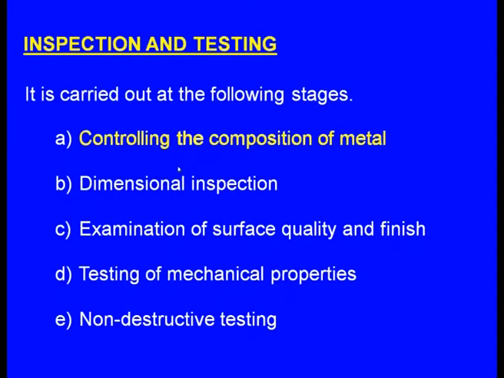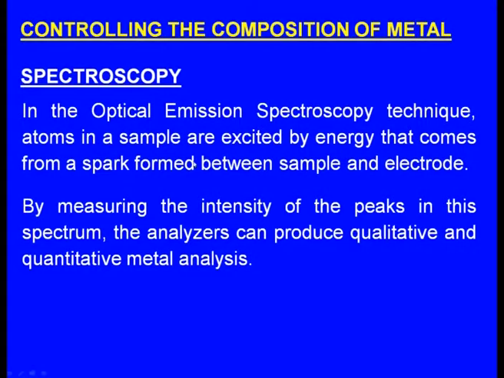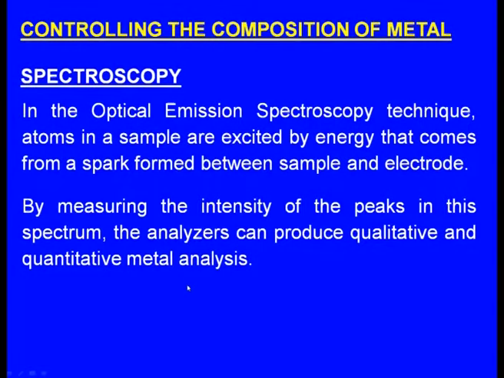First, we will see the controlling and composition of the metal. So, this controlling and composition of the metal is done using spectroscopy. In the optical emission spectroscopic technique, atoms in a sample are excited by energy that comes out to form a spark formed between the sample and the electrode. By measuring the intensity of the peaks in the spectrum, the analyzers can produce qualitative and quantitative metal analysis.